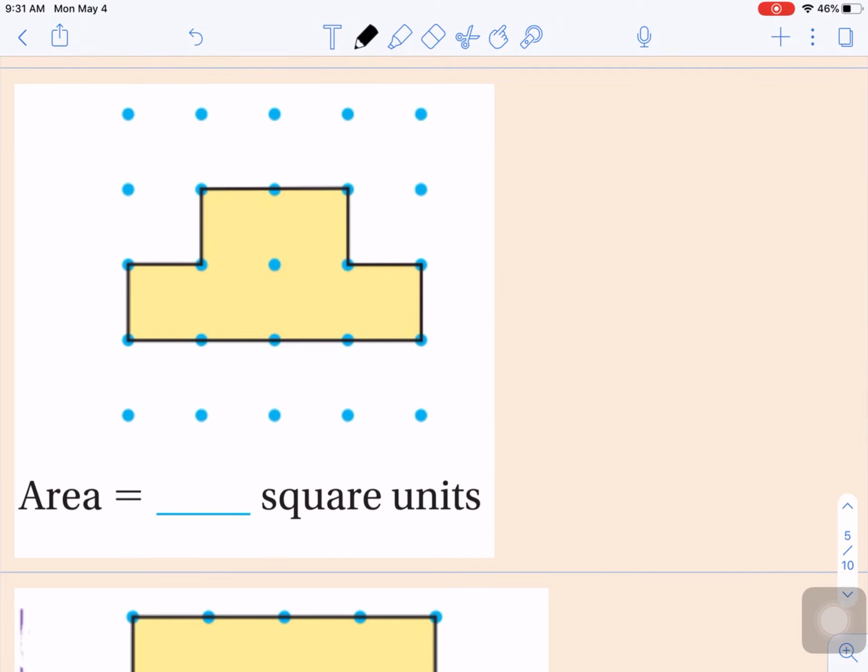Okay, once again, we're going to count the squares inside of the shape, the square units. So I'm just going to count the boxes now. 1, 2, 3, 4, 5, and then 6. So I know that the area of this shape is going to be 6 square units. It's the space inside of that shape.